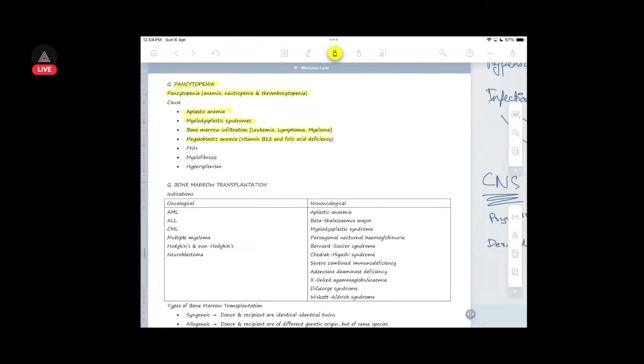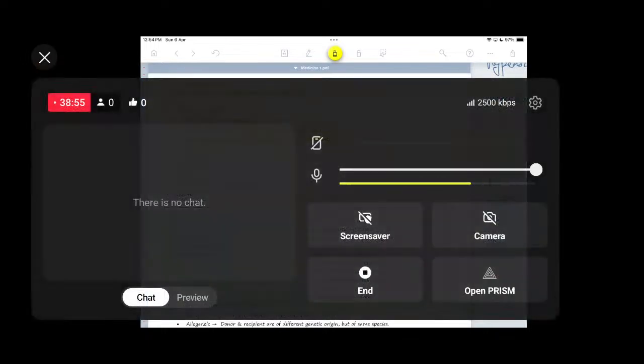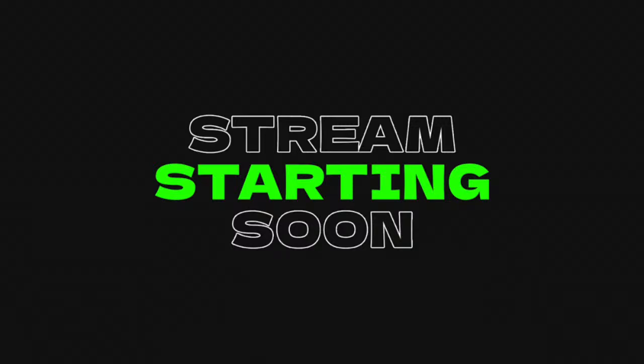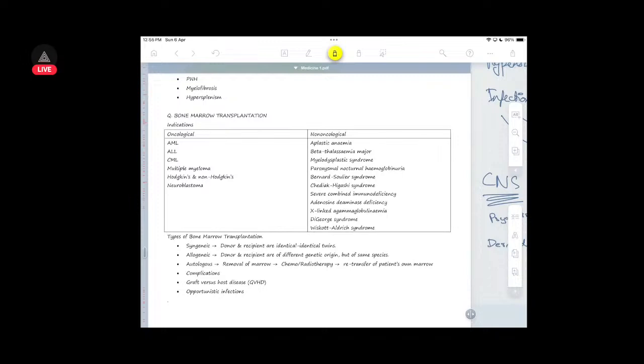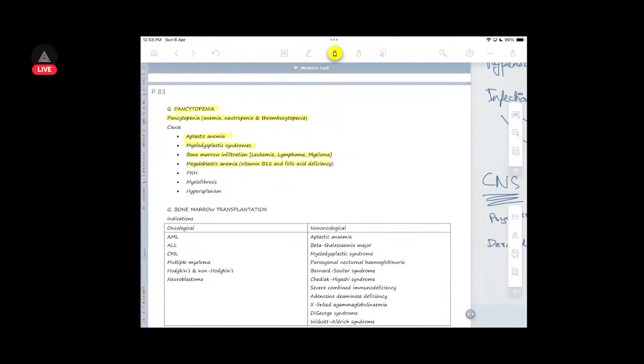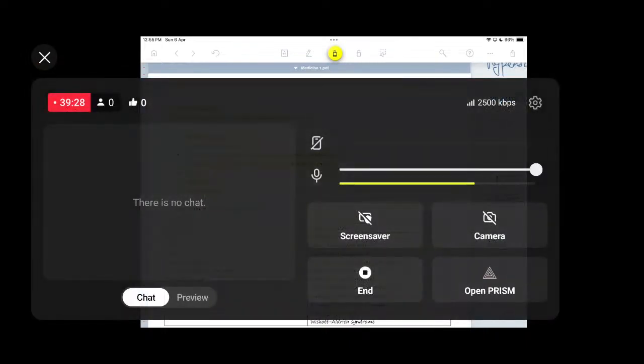Okay, I'm going to check what PNH is. Give me a second. PNH. Yeah, it's paroxysmal nocturnal hemoglobinuria. Myelofibrosis and hypersplenism.